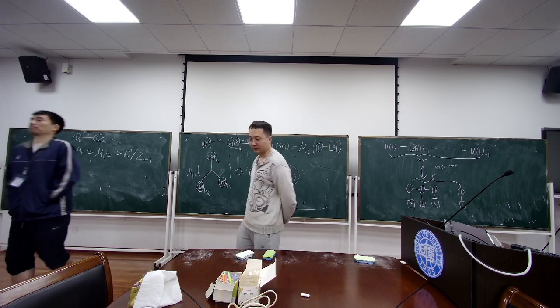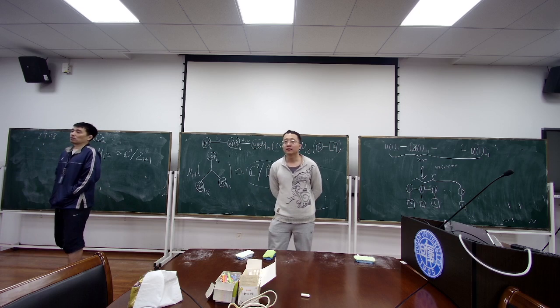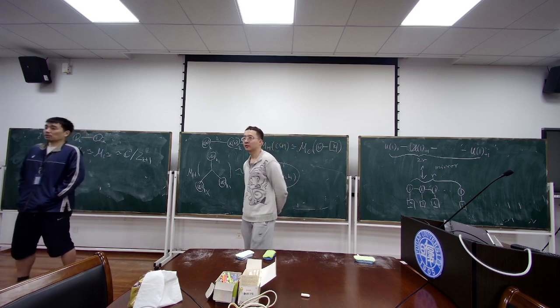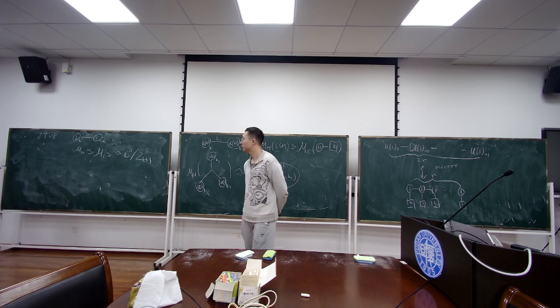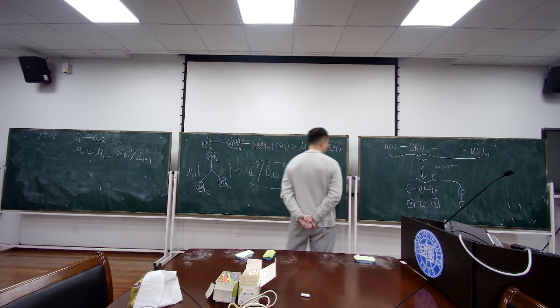Question? Do you know any Hanany-Witten construction, restricted to hypers, in which you can easily realize this R-symmetry geometry? Good question.